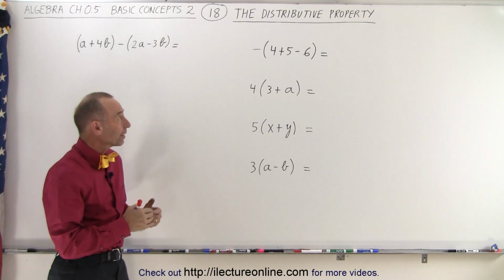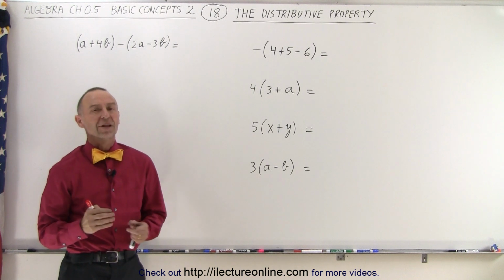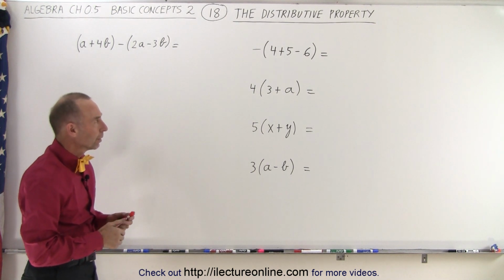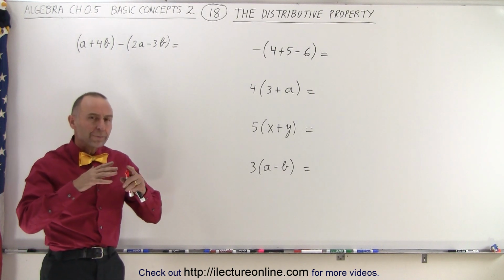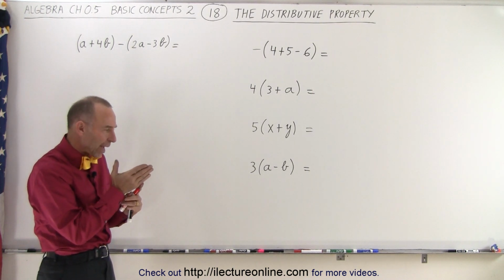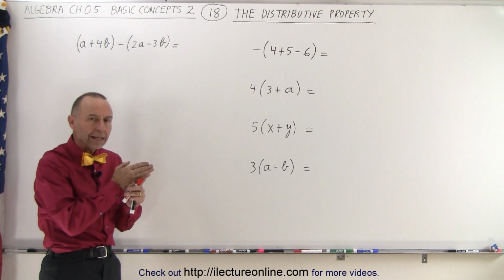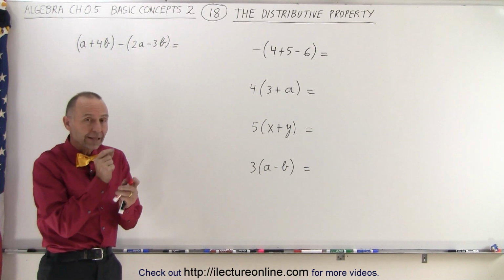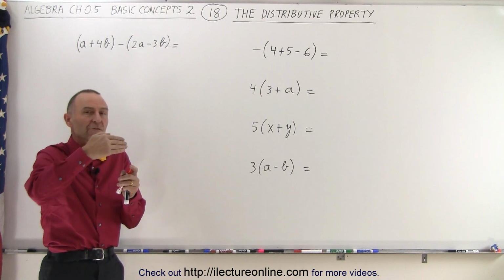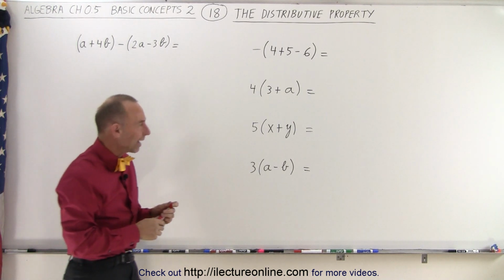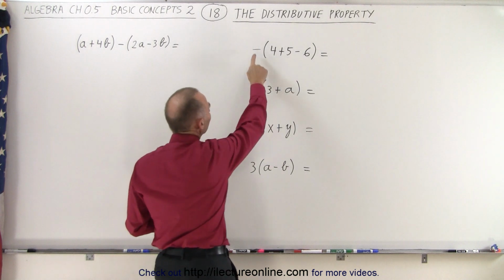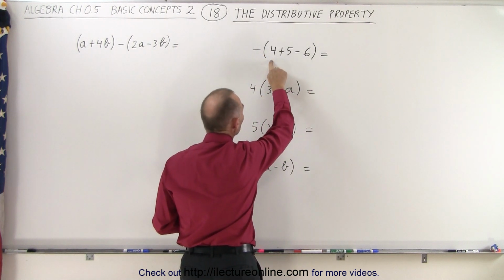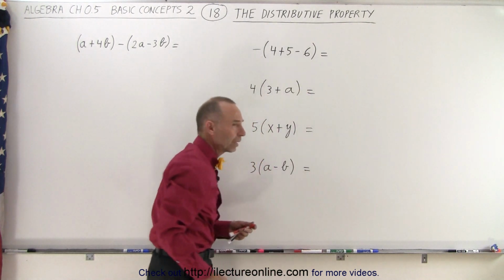Here we're going to talk about the distributive property all by itself because it's such an important property when we're doing algebra. So usually it involves having parentheses, having something outside the parentheses that we're multiplying times whatever is inside the parentheses. In other words, that thing that's on the outside distributes itself over everything that's inside the parentheses. So this negative sign here is applied to everything inside the parentheses, the 4, the 5, and the negative 6.